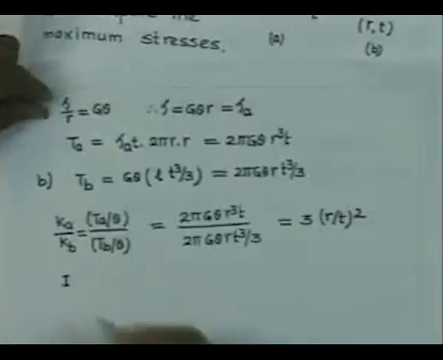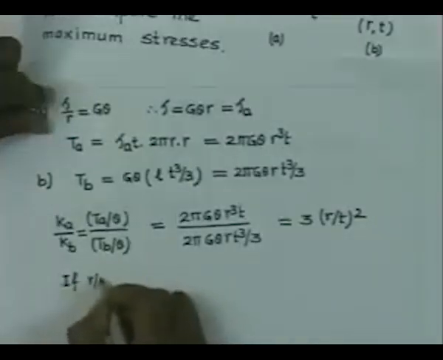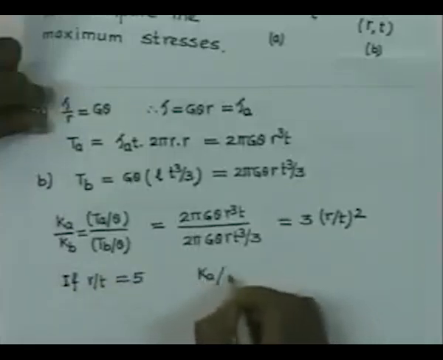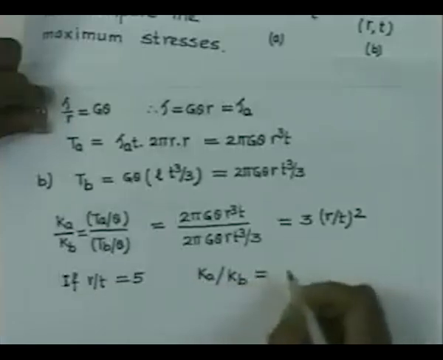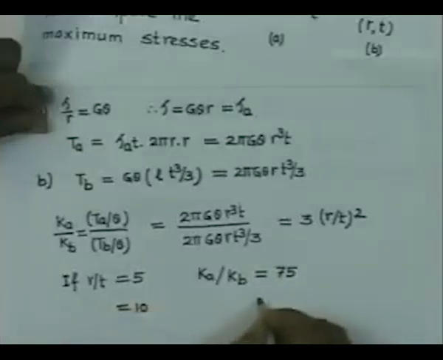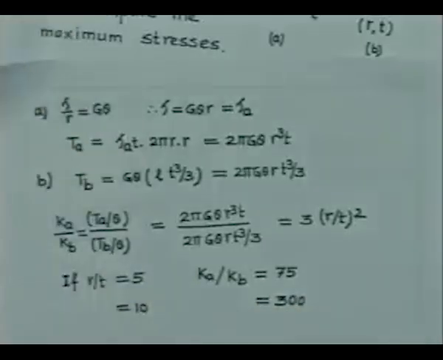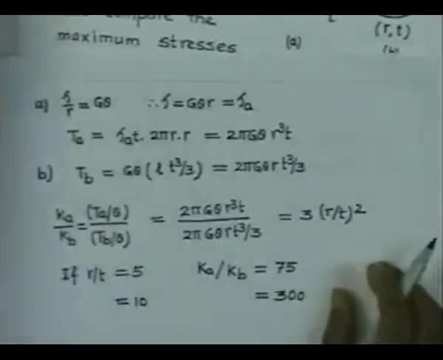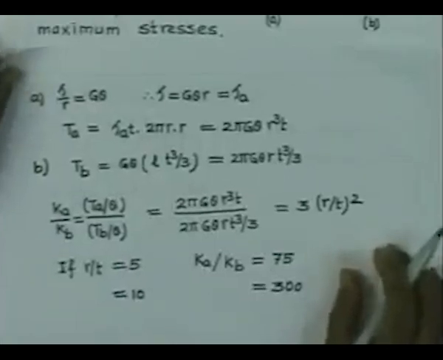Let us get the numbers. If r by t is equal to 5, then the stiffness ratio K A by K B is equal to 75, and if this ratio is 10, then the stiffness ratio is going to be 300. So, look at this: if we make the section open, the stiffness changes substantially. The stiffness of the closed section is much higher compared to that of the open section.